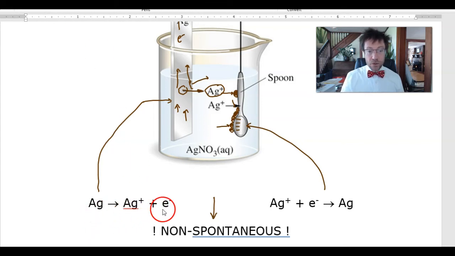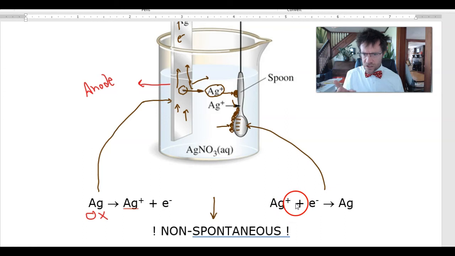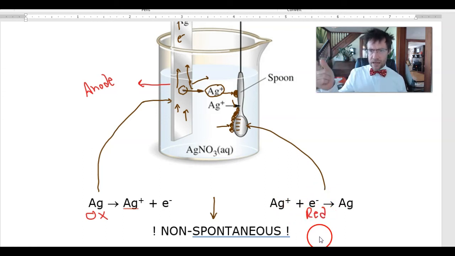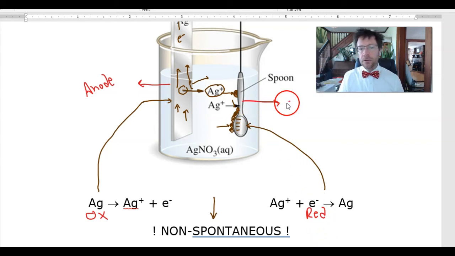So this is losing an electron. LEO, this is oxidation, right? So if this is oxidation, LEO says GER, RED CAT, and AN OX, this is going to be the anode. Awesome. This is gaining electrons. LEO says GER, reduction. RED CAT. So this is my cathode.